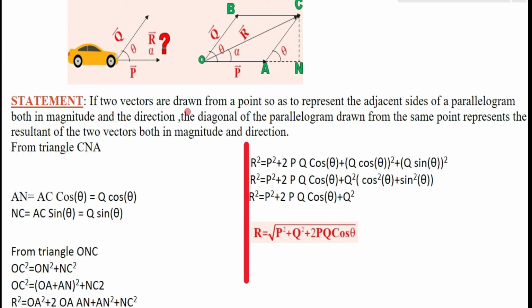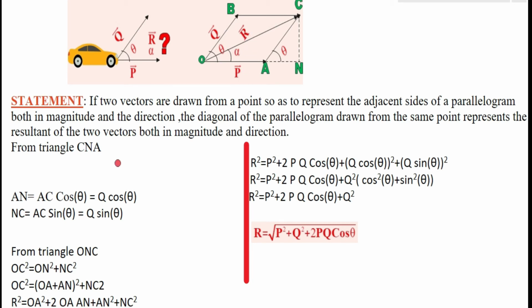If two vectors are drawn from a point so as to represent the adjacent sides of a parallelogram both in magnitude and direction, the diagonal of the parallelogram drawn from the same point represents the resultant of the two vectors both in magnitude and direction. Okay, this is the statement of the parallelogram law of vectors. Now let us derive the expression for the resultant and the angle made by the resultant with P bar.